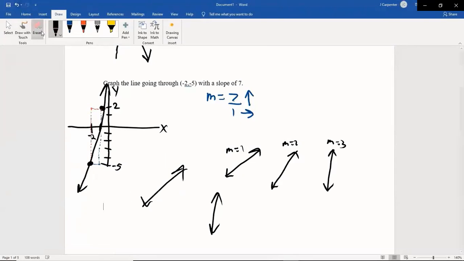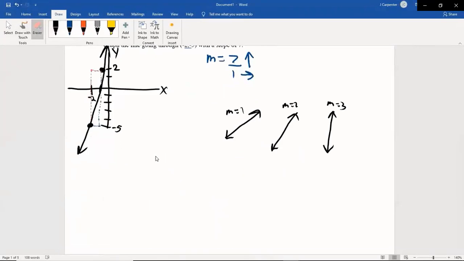All right. I said erase. Why didn't you erase? There we go. All right. Let's do another one. Graph. Caps lock is on, isn't it? There we go. Graph the line.